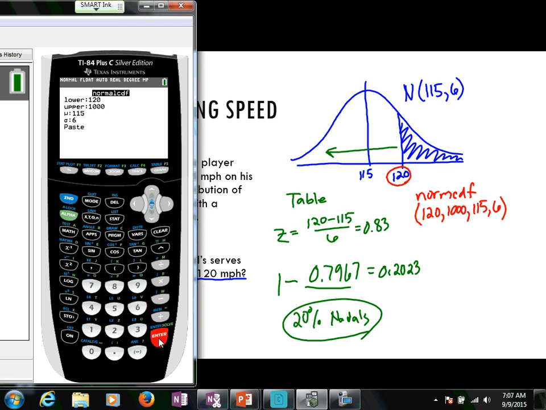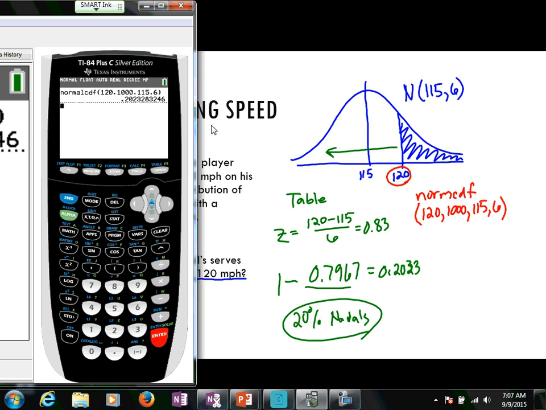So I'm going to go ahead and hit paste. All right, this is what it should look like if you have a TI-83 and you've typed it in. And then I'm just going to press enter. All right, and you can see our calculator gives us a percentage of 0.2023, which is right on. Well, I got a typo over here. This should be 2033. But that is very, very close to what we found through the table. Okay. So again, on these normal distribution problems, you're going to get a choice of whether you want to use your table or you want to use the actual calculator.